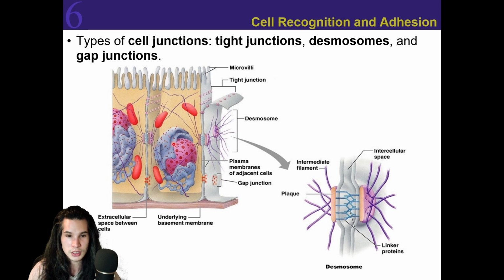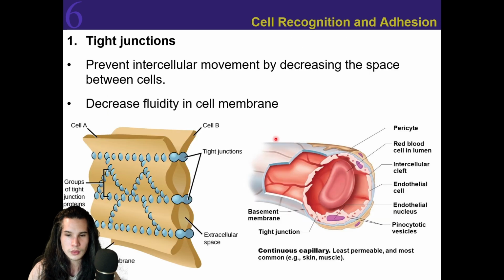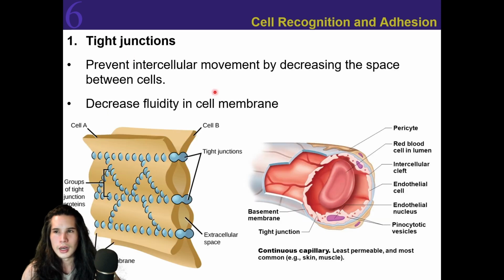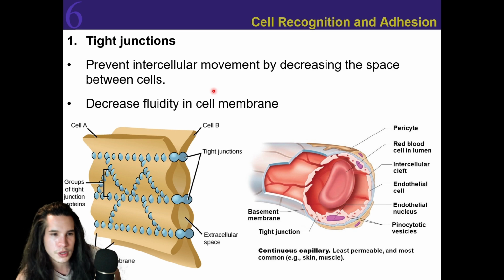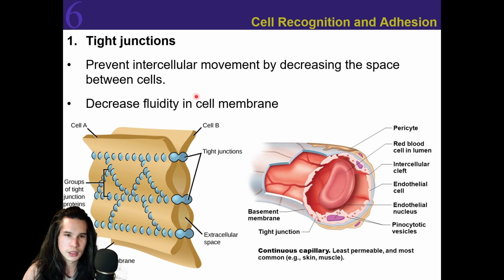So if you need to send a signal from one cell to another, you might be able to send it through gap junctions. So your tight junctions, like I said earlier, the function of those is to prevent intercellular movement by decreasing the space between the cells. So it's going to decrease the fluidity in the membrane slightly.